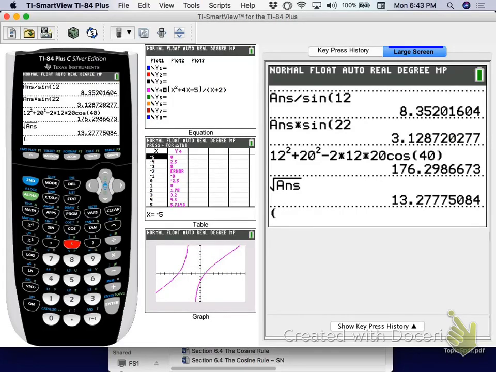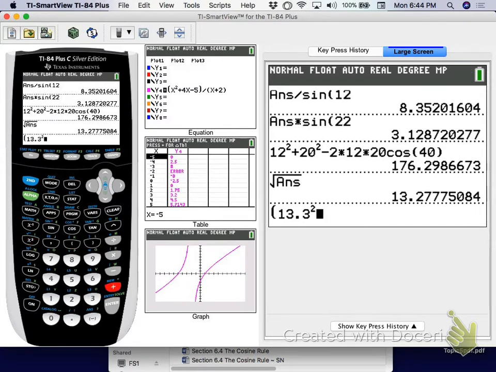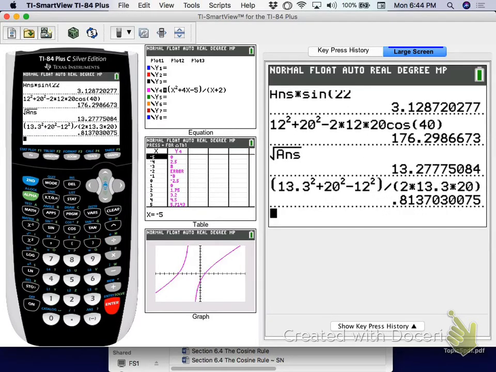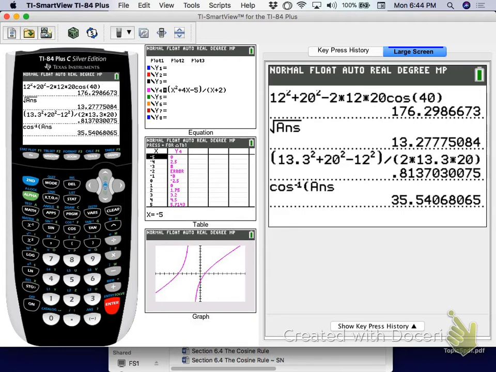So again, my top was going to be all in a parenthesis, so 13.3 squared plus 20 squared minus 12 squared, close the parenthesis, divided by 2 times 13.3 times 20. Okay, so that's the number again there that I said don't round it, but we're going to do the inverse of that. So inverse cosine of answer, 3 sig figs, again 35.5.